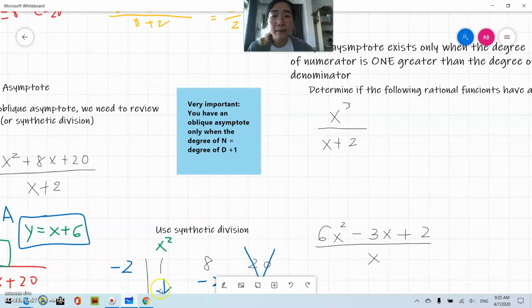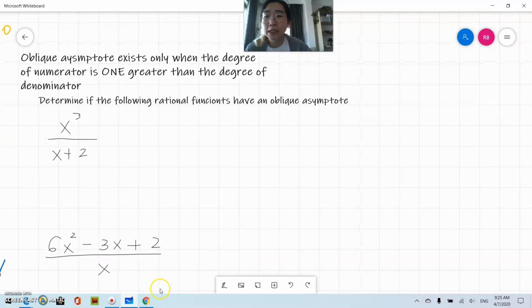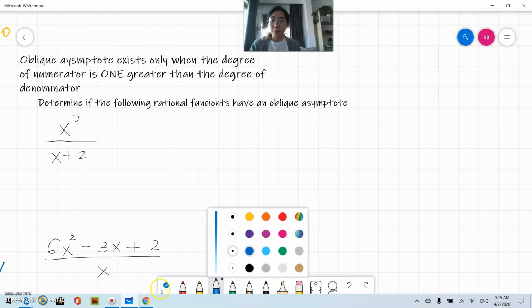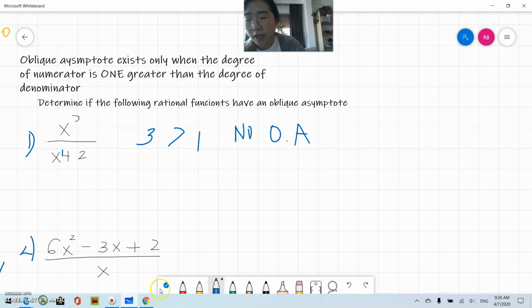So again, you need to remember that the oblique asymptote doesn't exist for any numerator. It only exists when the numerator degree is 1 greater than the denominator degree. So let's determine if each has an oblique asymptote, and if it does, then let's try to find it. So the degree of the numerator in the first one is 3, and the degree of the denominator is 1. So 3 is greater than 1, but it's not 1 greater, right? So there is no oblique asymptote, and I'm going to just skip to the next question.